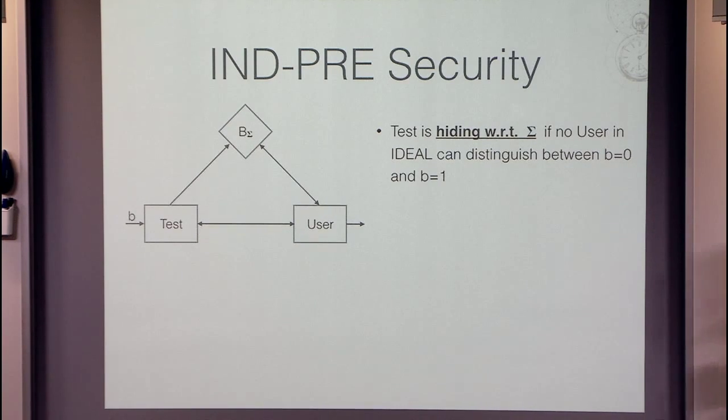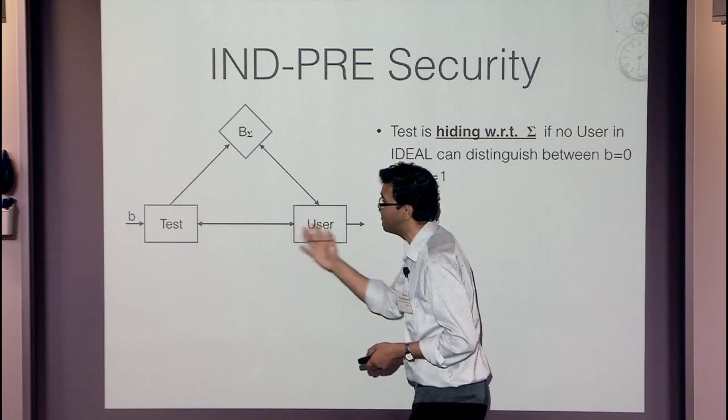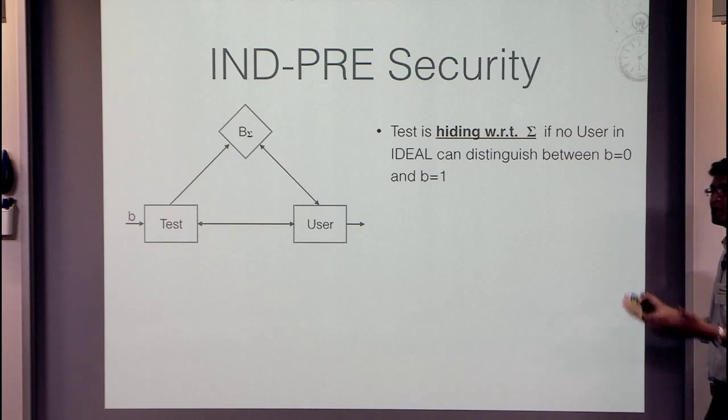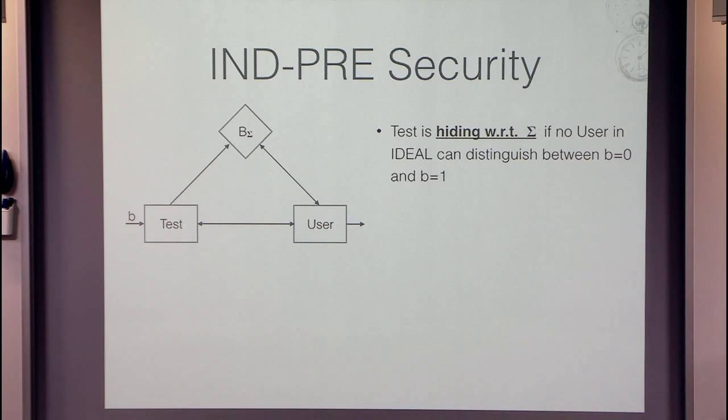Now, some tests are obviously not hiding. They might just send their bit b to the user. Some tests are obviously hiding because they don't use their bit b. There will be other tests which are interesting. They'll use the bit b in an interesting way, and still they will be hiding.